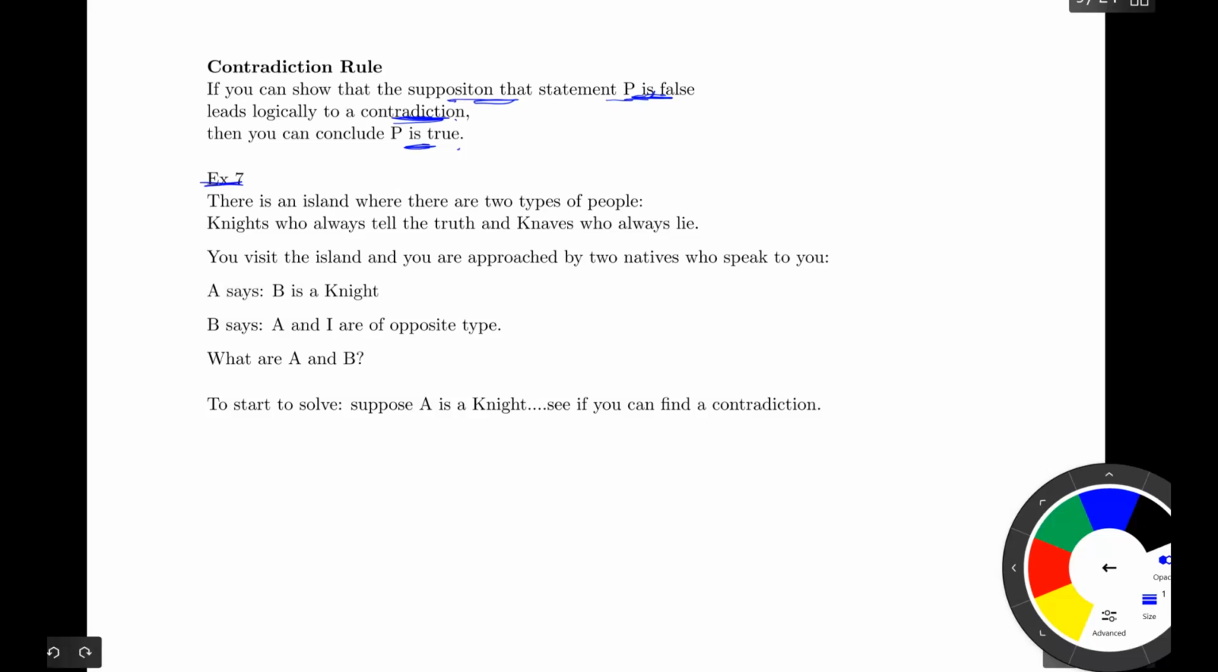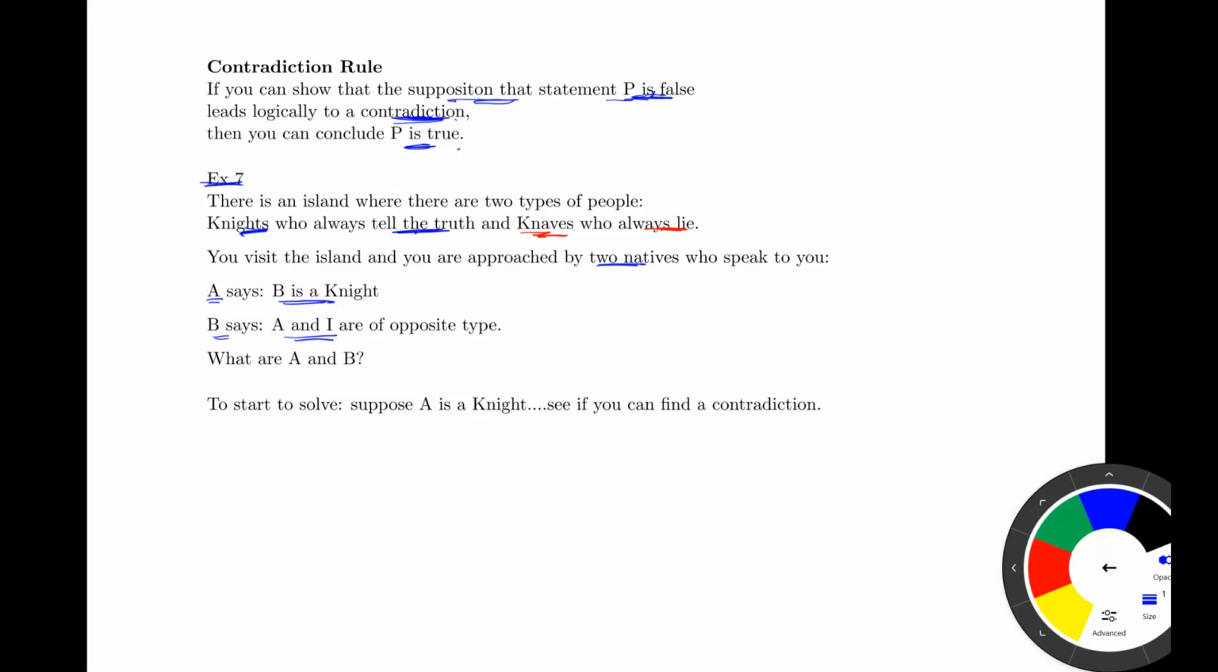All right, here we go. The knights and the knaves. The knights on this island always tell the truth. The knaves always lie. Okay, you come on this island and two natives come to speak to you. A says B is a knight. B says A and I are opposite types. So what are A and B? Are they knights or knaves?